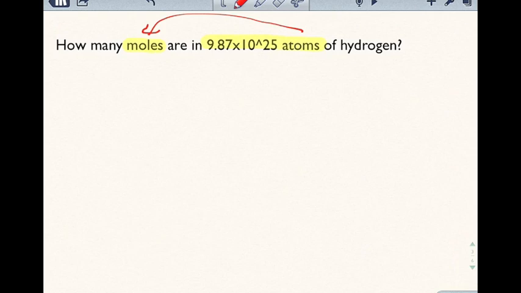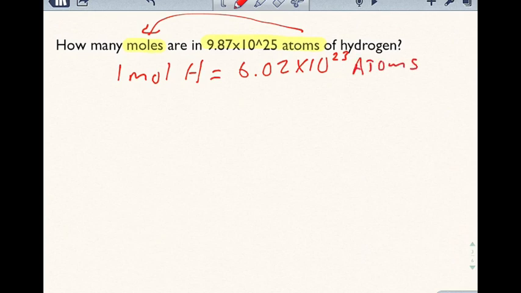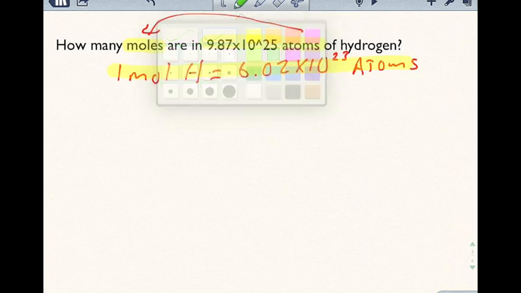Now, whenever we do that, we're going to use Avogadro's number. Anytime it says atoms or anything like that, we're always going to use a conversion factor with Avogadro's number, which we know that 1 mole of anything, in this case it's going to be hydrogen, equals 6.02 times 10 to the 23rd atoms of anything. Okay, so this is going to be our conversion factor that we're going to be using in the problem. Now remember, we always start with the number that we have in the problem.